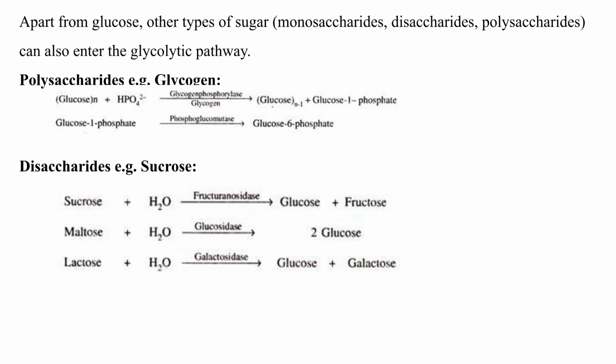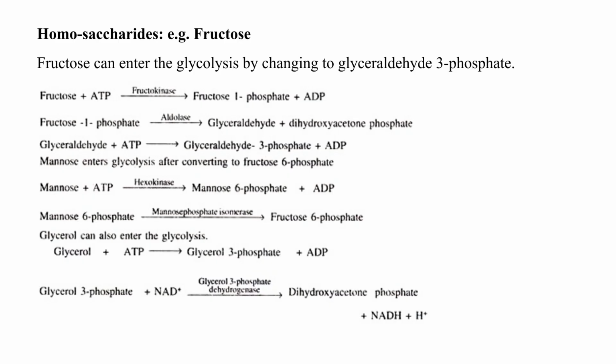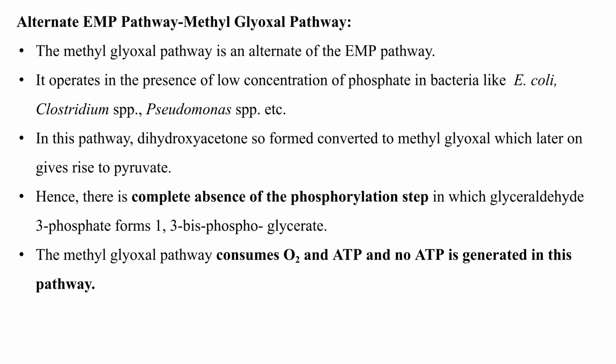Polysaccharides, like glycogen, can enter the glycolytic pathway by being converted into glucose 6-phosphate. Monosaccharides, such as fructose, can also enter glycolysis by changing to glyceraldehyde 3-phosphate. The methylglyoxal pathway is an alternative to the EMP pathway. It operates under low phosphate concentrations in bacteria and results in no ATP generation.